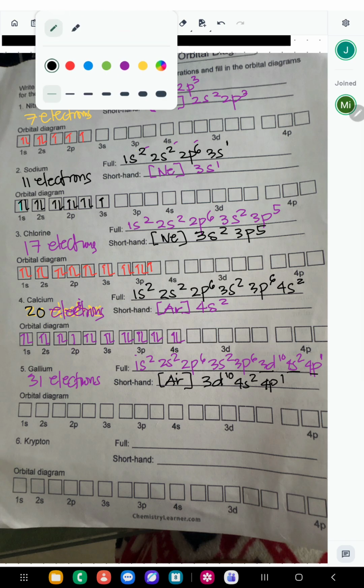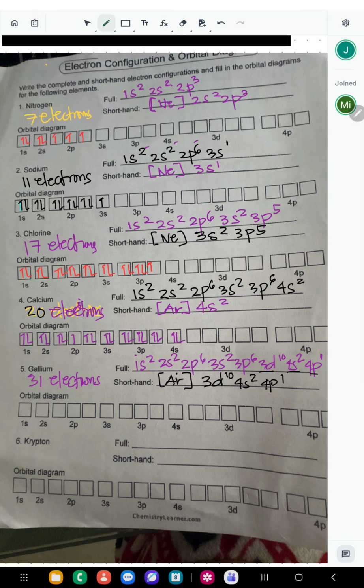And now for the orbital diagram. 1s2, 2s2, 2p6, 3s2, 3p6, then 4s2, then 3d10, then 4p1. So only that. It's a lot.